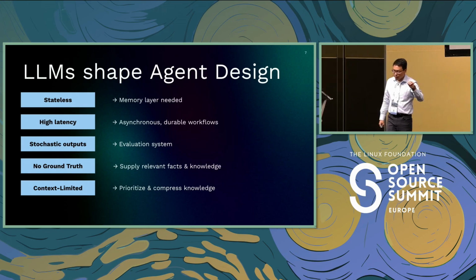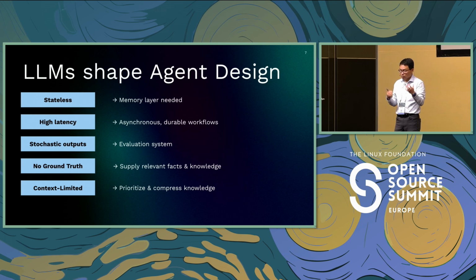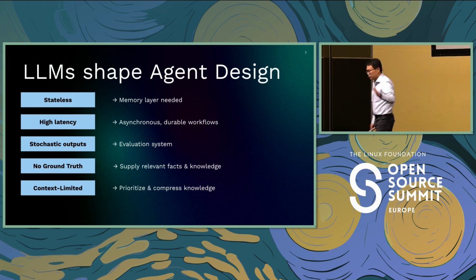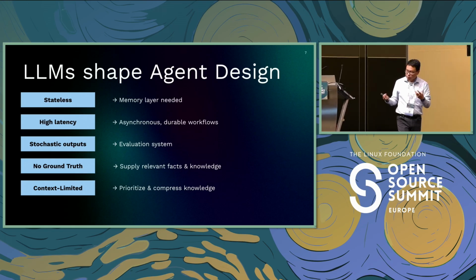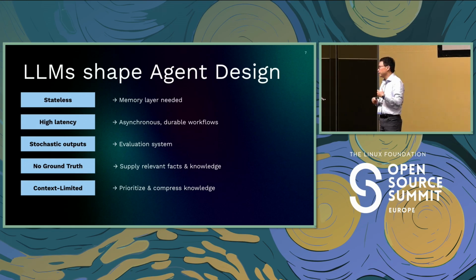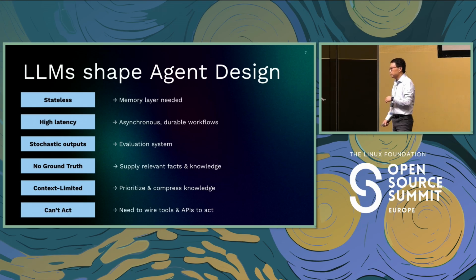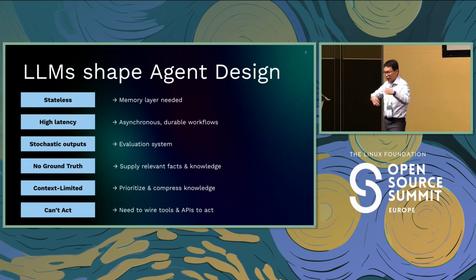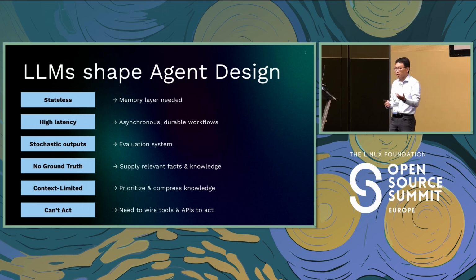The other thing about LLMs is they're context limited. They can only take a finite amount of context before running out of room, right? It's just like all of us, we have a working memory. If I tell you too much information all at once, you're just not going to remember anything. So hopefully you'll remember something from this presentation. And so it's incumbent upon you to prioritize and compress that knowledge within the context window so that the agentic system is able to make good decisions. And finally, like I said before, an LLM is just a pile of numbers. It can't act. So as an agentic system designer, you have to wire in tools and APIs for it to actually do something.